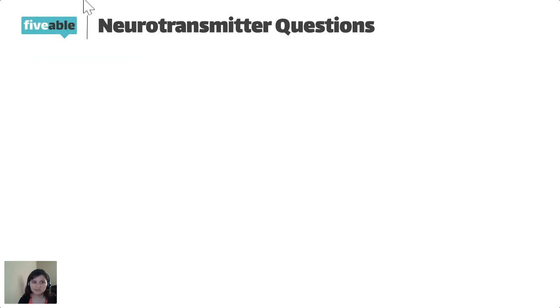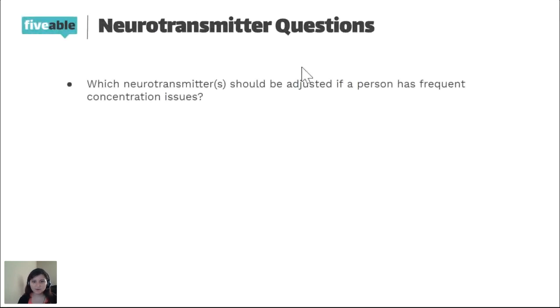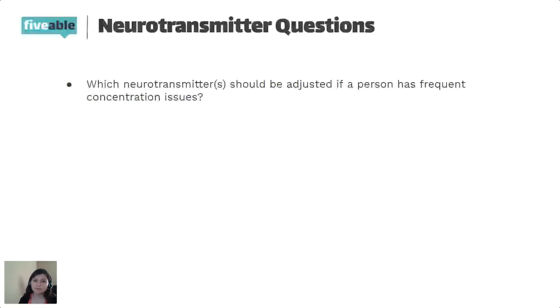So let's get into some questions about neurotransmitters. Which neurotransmitters should be adjusted if a person has frequent concentration issues? This might be a hard question if you haven't been introduced to neurotransmitters prior to this, but the answer would be ACH, and that's because that affects concentration, muscle memory, all of that fun stuff. And that would fall into ADHD.